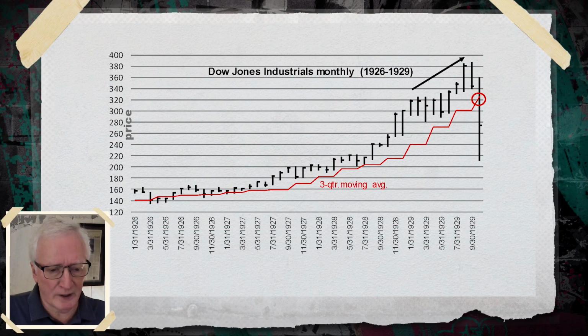The price chart is a monthly bar chart of the Dow Industrials from 1926 through 1929. And overlaid on the price chart is the moving average, a three-quarter moving average, which we adjust every quarter. It averages the 3 prior months of the prior quarter. And it's sort of like a 200-day average in terms of its duration, but we prefer it to the 200-day average. Anyway, that's what's overlaid on the price chart.